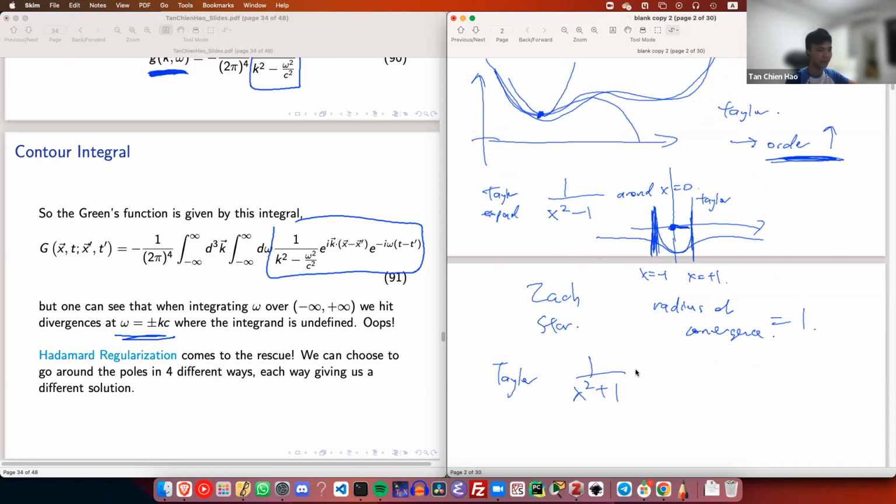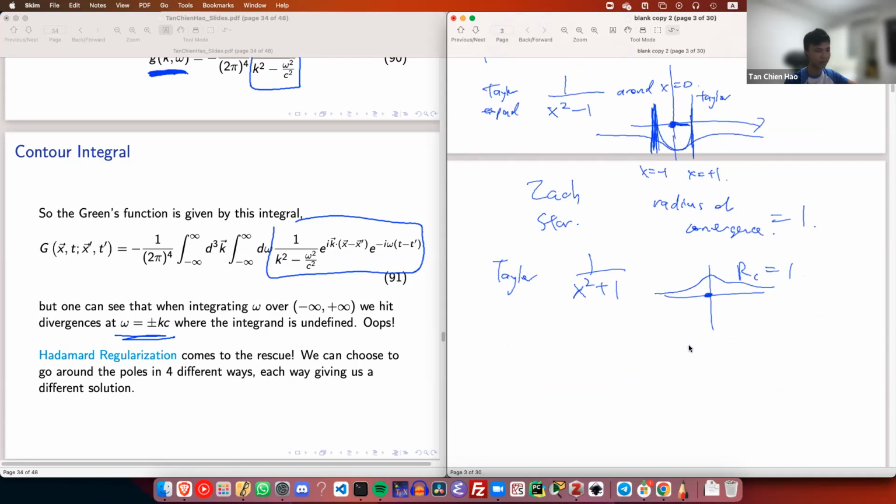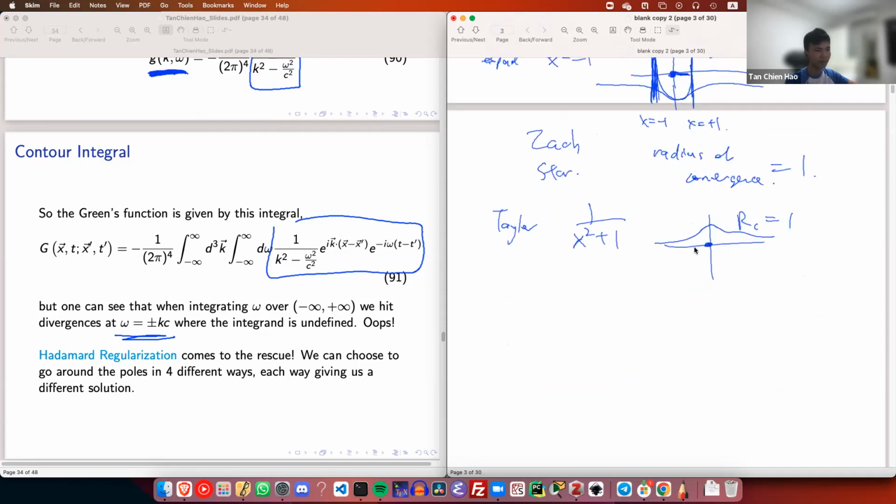Right? We can see that if we Taylor expand it around x equals 0, we get a radius of convergence, I'll just say RC equals 1 as well. But it is a bit funny, because doesn't it seem like there's no point at which the denominator blows up? Along the real axis, there's no divergences. But why is the radius of convergence still 1?